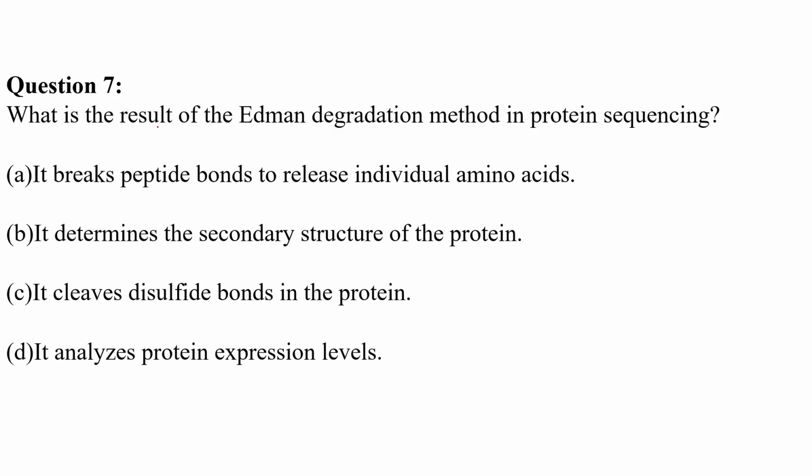Moving on to the next question. What is the result of Edman degradation method in protein sequencing? Option A, it breaks peptide bonds to release individual amino acids. Option B, it determines the secondary structure of the protein. Option C, it cleaves the disulfide bond in the protein. And option D, it analyzes the protein expression levels.